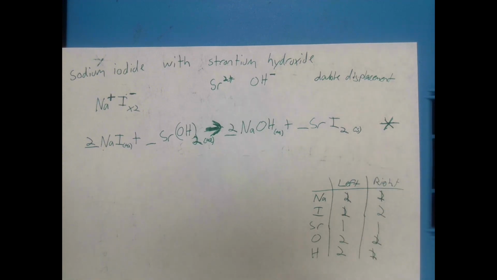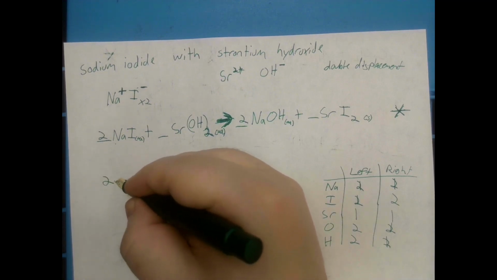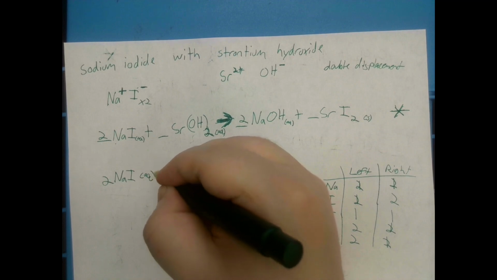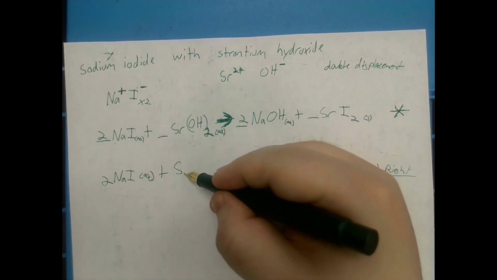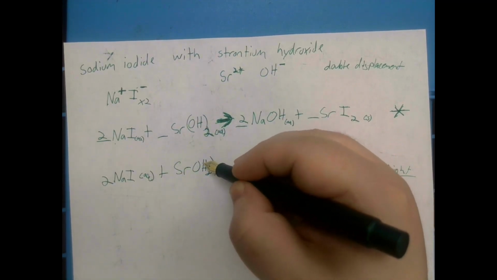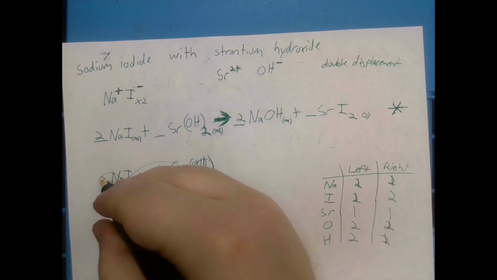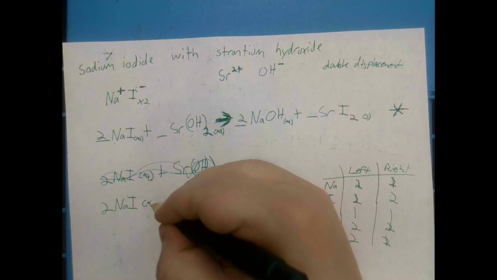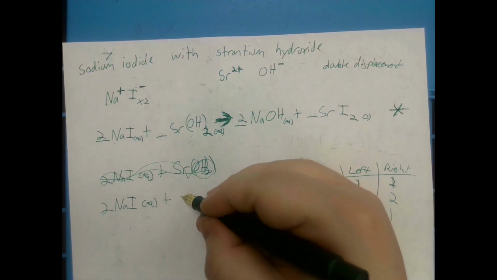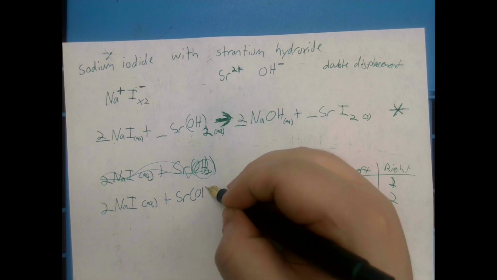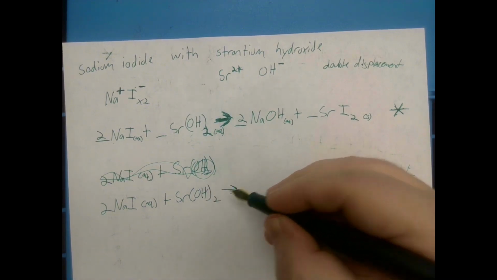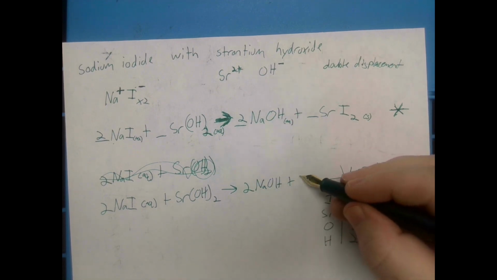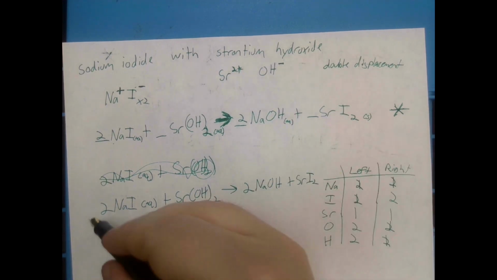This is balanced. So the final equation is 2NaI aqueous plus Sr(OH)2 aqueous gives 2NaOH aqueous plus SrI2 solid.